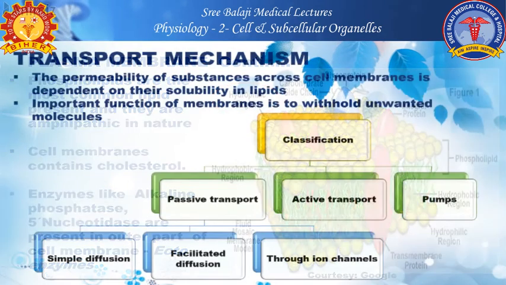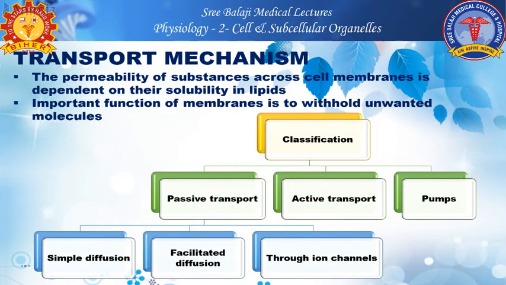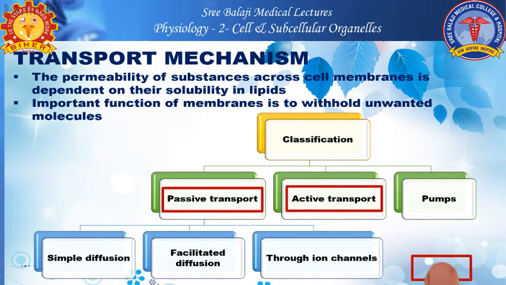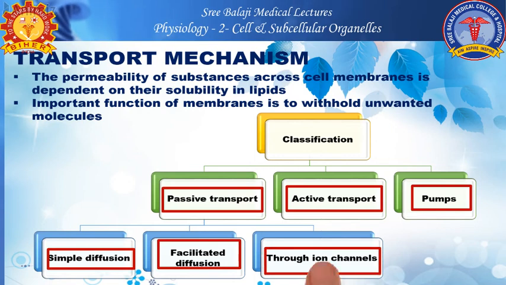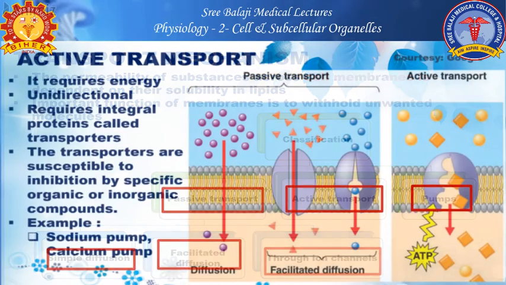Unwanted molecules are kept out. What are the various types of transport across the plasma membrane? Passive transport, active transport, pump, simple diffusion, facilitated diffusion and ion channels. Now we'll go one by one, rapidly. Most of it will be dealt with in other sessions, so I'll just introduce you to the types of transport.